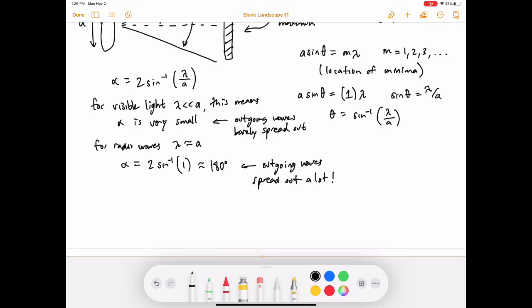Which is why you actually can receive the radio waves on the other side of the hill, but you're not going to be receiving any visible light waves on the other side of the hill, because the wavelength actually matters here.